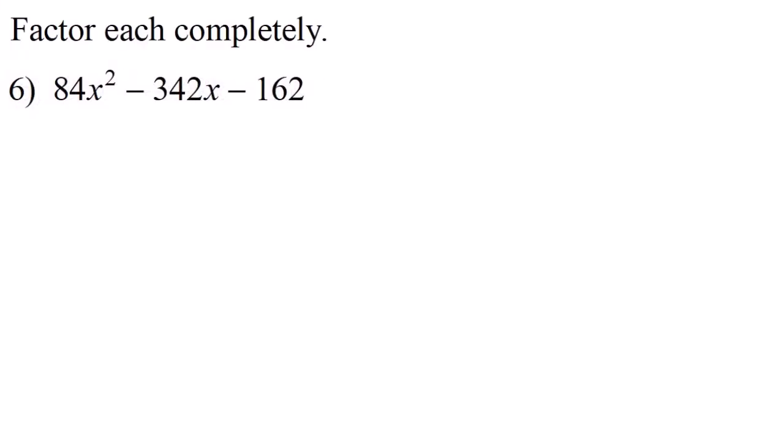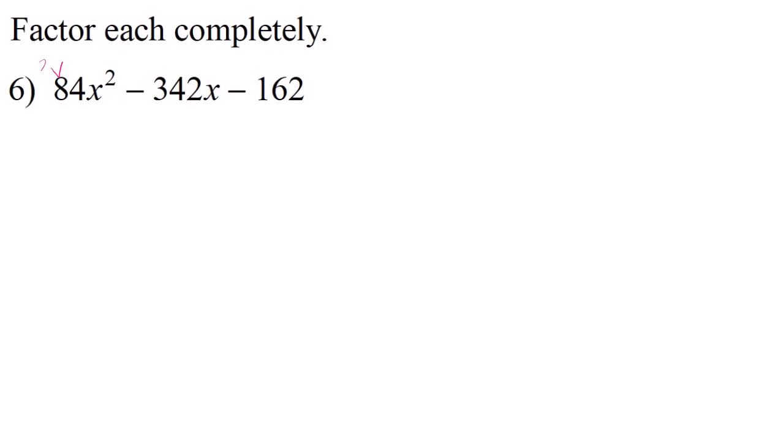All right, so number 6. Here I have some big numbers: 84, 342, 162. And this is another reason to factor out a greatest common factor, because you simplify your numbers when you do that. That's one of the benefits. I'm going to start with the smallest number here, 84, and break it down.